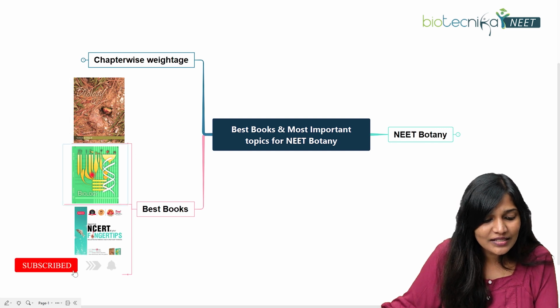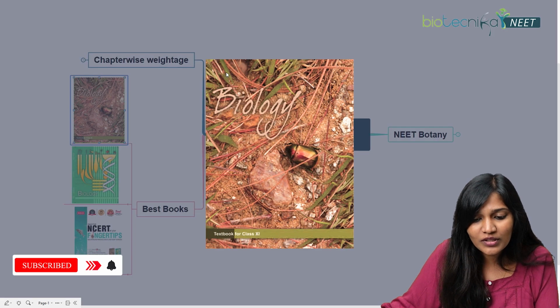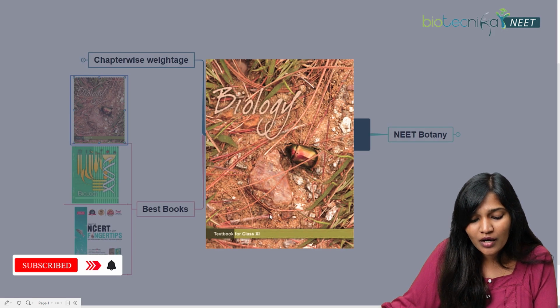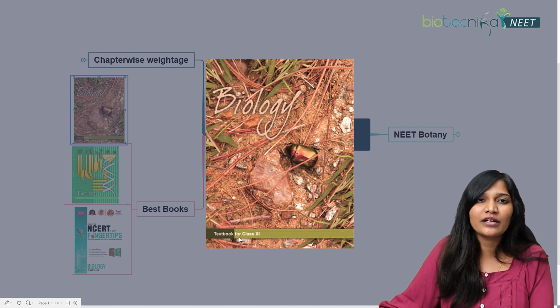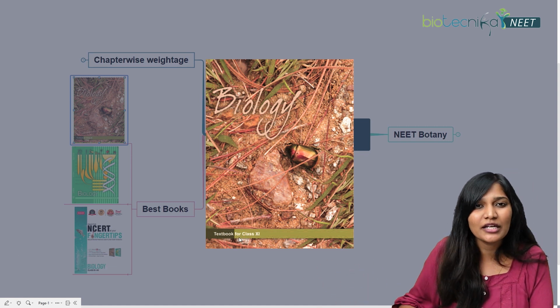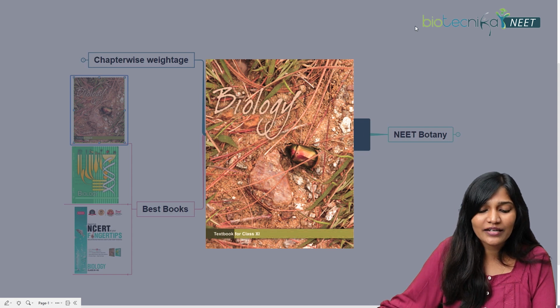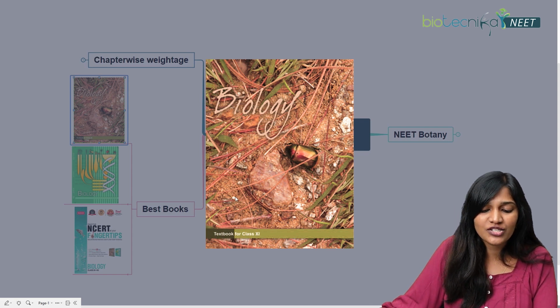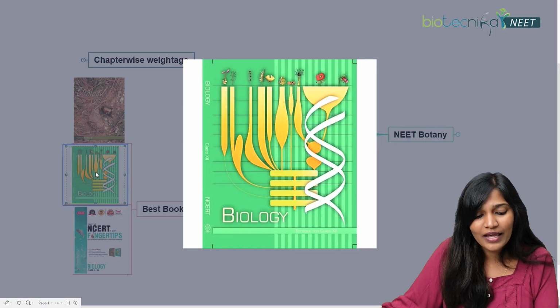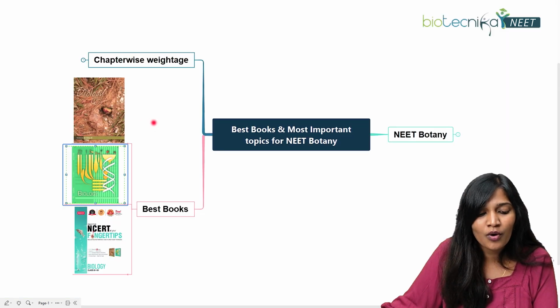So you can see these are the NCERT books. This is the NCERT biology book for class 11th. There is botany and zoology combined together, but I will be categorizing botany separately and zoology separately. And this is for 11th, and this is the NCERT book for 12th. So you need to definitely have these two books in your hand.